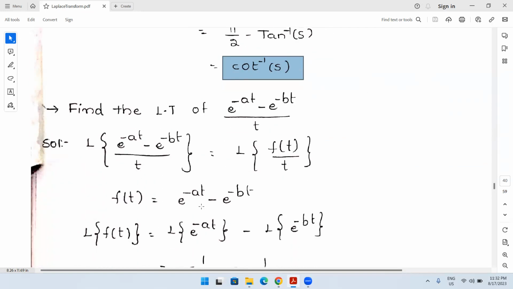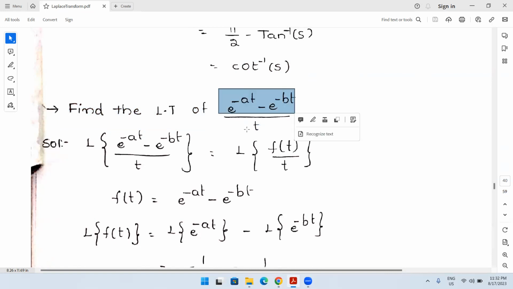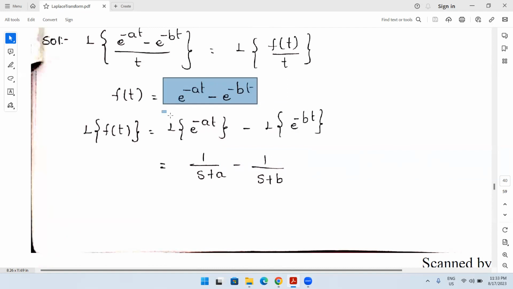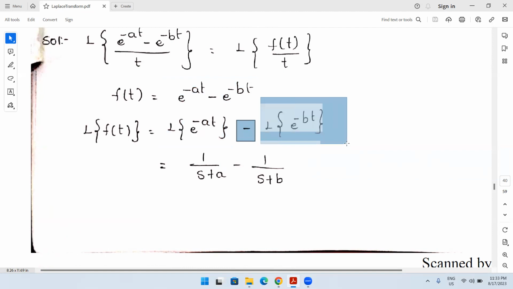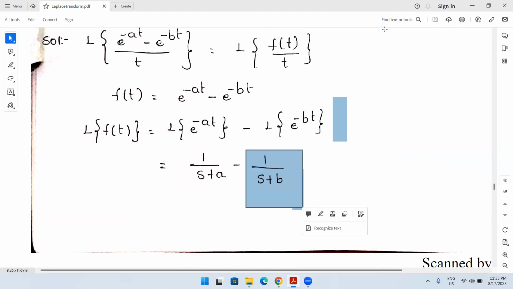Okay, and next, let us see the next problem. Find the Laplace transform of e power minus at minus e power minus bt by t. Here also we just ignore division by t and take only the numerator, e power minus at minus e power minus bt, as f of t. We find the Laplace transform of this one only. By linear property, we get L of e power minus at minus L of e power minus bt. So we divide these two functions and find the Laplace transform separately. Now, e power minus at Laplace transform is 1 by s plus a, direct formula, and e power minus bt is 1 by s plus b.